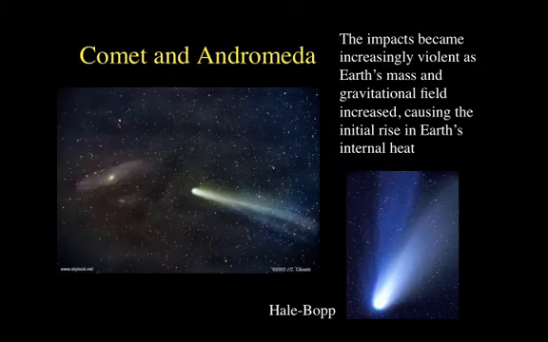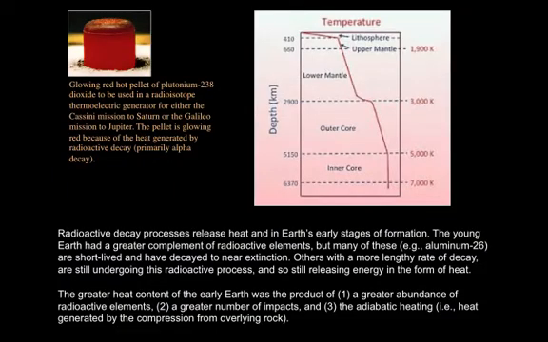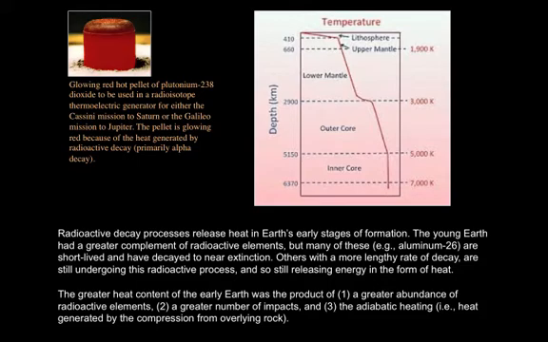The impacts became increasingly violent as Earth's mass and gravitational field increased, causing the initial rise in Earth's internal heat. Radioactive decay processes released heat in Earth's early stages of formation, and the young Earth had a greater complement of radioactive elements. But many of these, for example, aluminum-26, are short-lived and have decayed to near extinction.